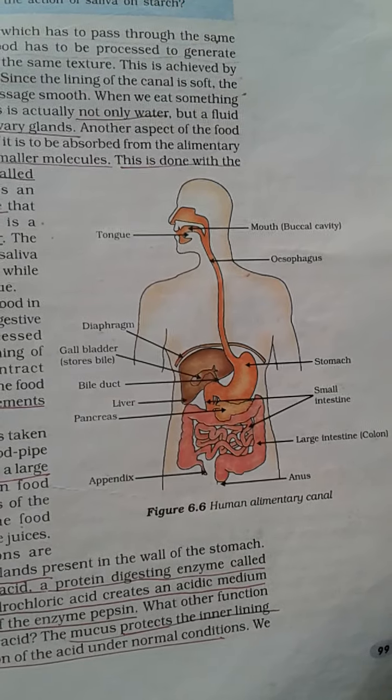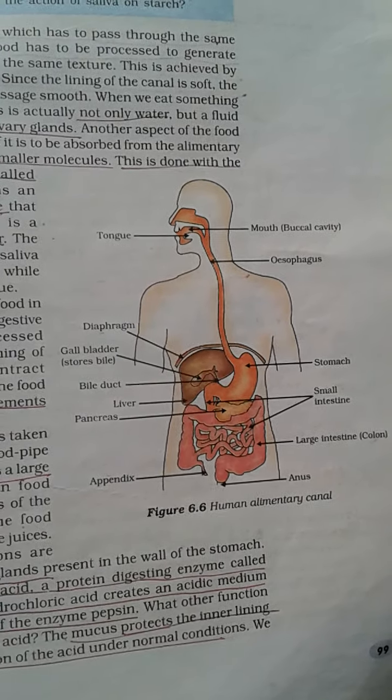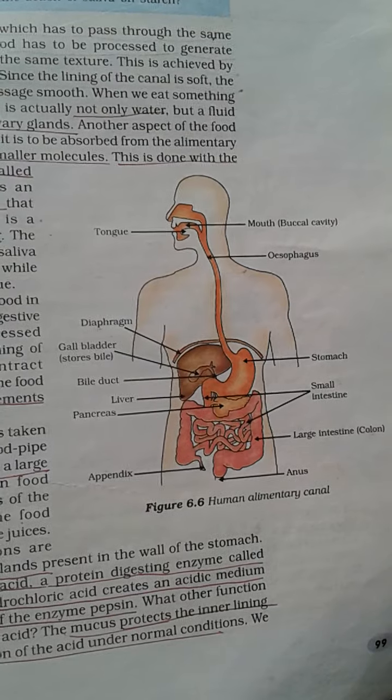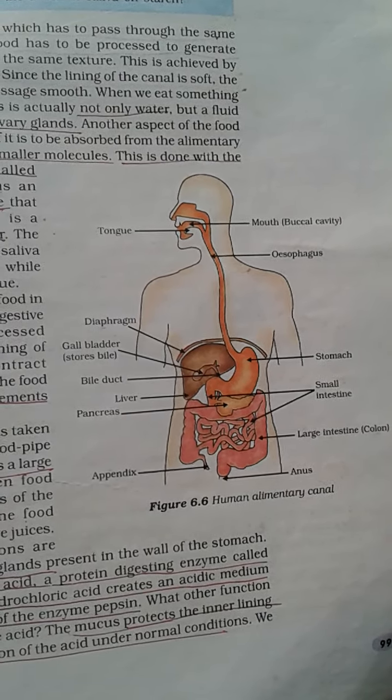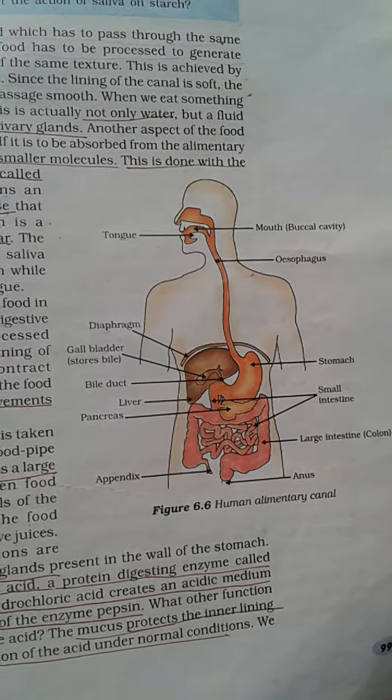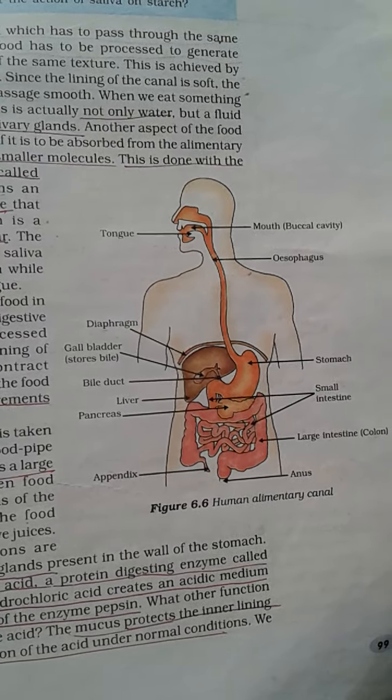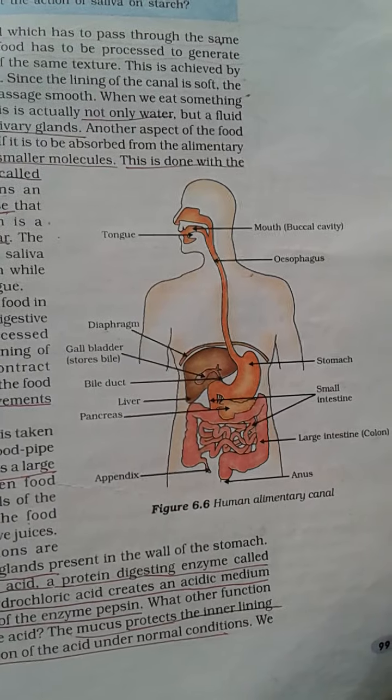Digestive juice secreted by the stomach is pepsin. Pepsin is used for breakdown of the protein into amino acid. And the next one is mucus. Mucus helps in protecting the inner lining of the stomach from the effect of the acid.